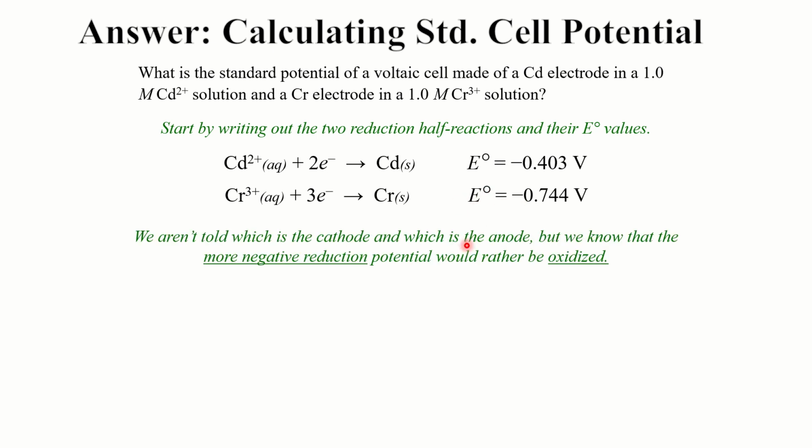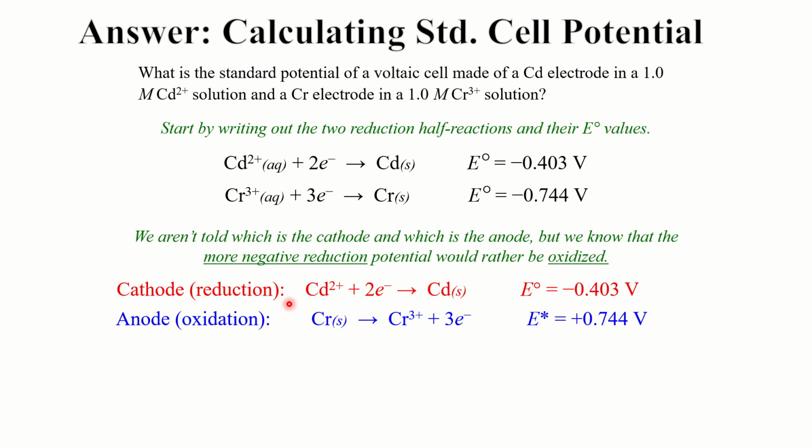Now, you may have noticed in this problem that we aren't told which is the cathode and which is the anode. However, we should note that the more negative reduction potential would rather be oxidized. So from this, we can infer that cadmium is going to be our reduction half reaction, and chromium will take place at the anode. That'll be our anode or oxidation half reaction.